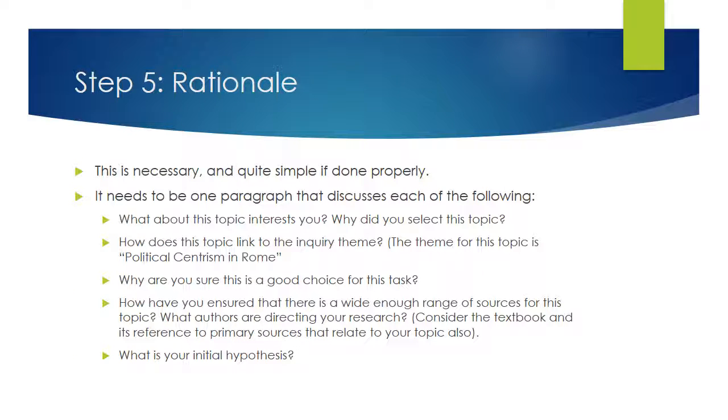Once you've got that initial hypothesis, you need to complete a quick rationale. It should be quite simple. You essentially write one paragraph with 5 small sections. What about the topic interests you? Why did you pick it? How does this link to the inquiry theme? Now, the inquiry theme for our topic at the moment is on your task sheet. It's not about Rome, so check your task sheet.